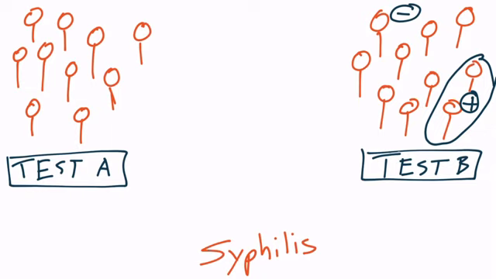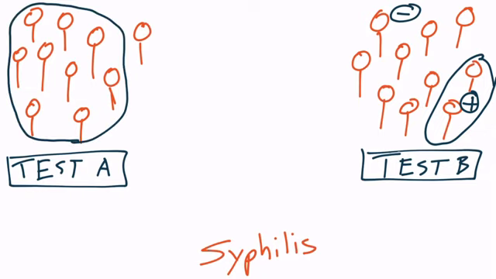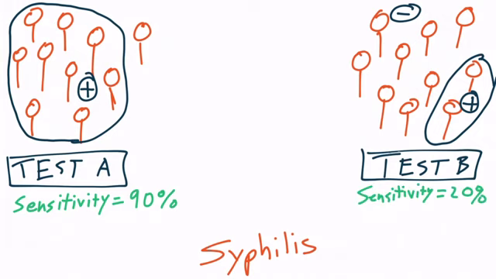Test A, on the other hand, catches these 9. In other words, 9 of every 10 syphilis patients will show up as positive with test A. This means that the sensitivity of test A is 90%, and the sensitivity of test B is 20%. So which test is better at catching syphilis? The one with higher sensitivity, or test A.